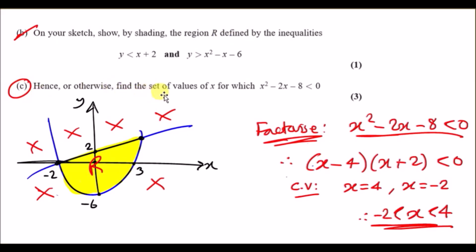Okay, part C. Now, hence or otherwise, find the set of values of x for which this equation is less than 0. Now, take a note. This equation here is not the same as these two. If anything, you can kind of see that it looks like the quadratic equation, but it's gone down by 2, and x value is gone down by 1. So actually it's x plus 2 into this one.